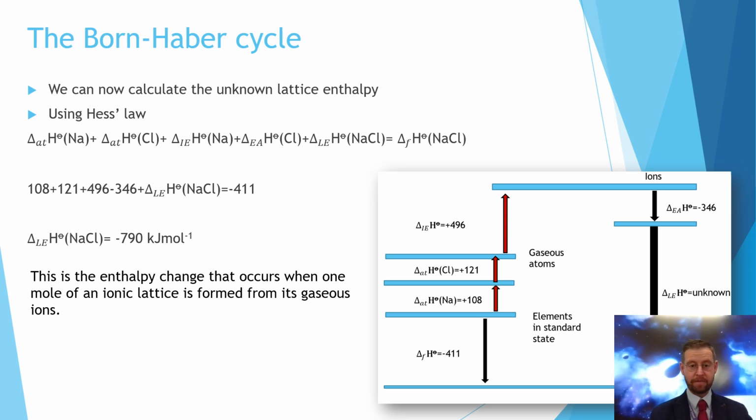And so solve that and you work out that the enthalpy change of the lattice is minus 790 kilojoules per mole. This is the enthalpy change that occurs when 1 mole of an ionic lattice is formed from its gaseous ions. This Born-Haber cycle enables us to indirectly measure enthalpy changes that we have no other access to.